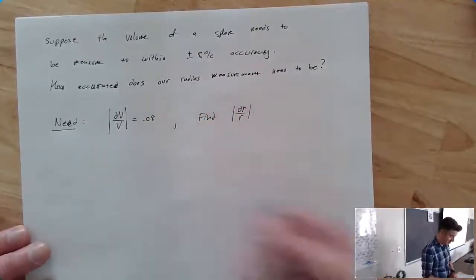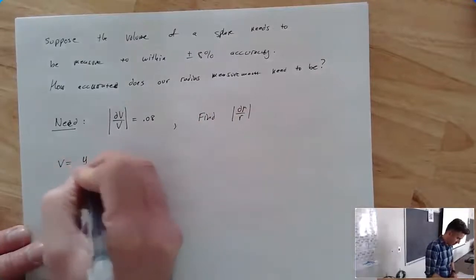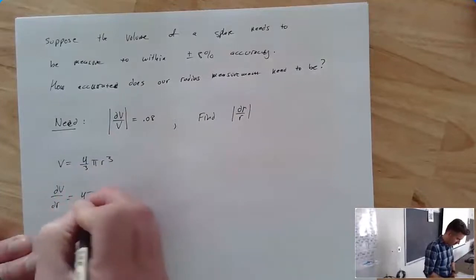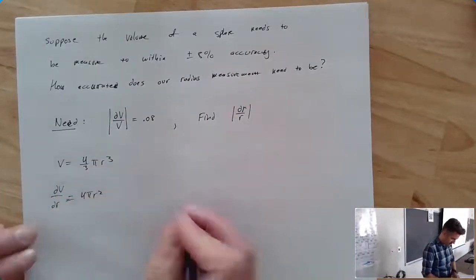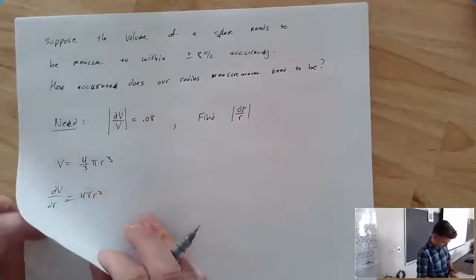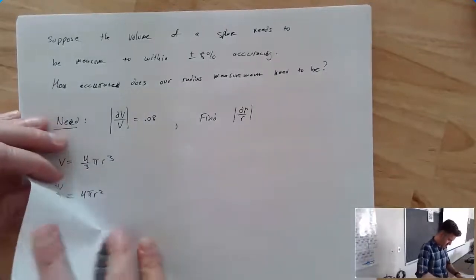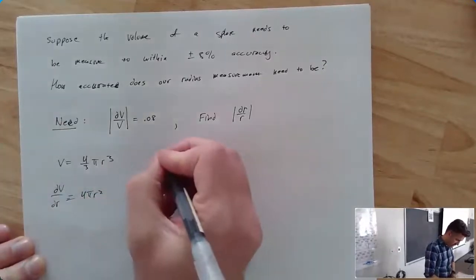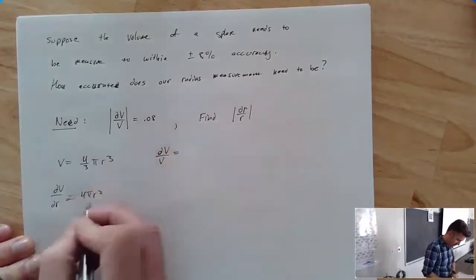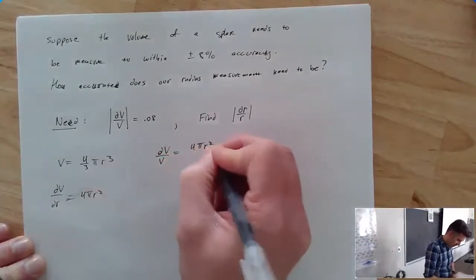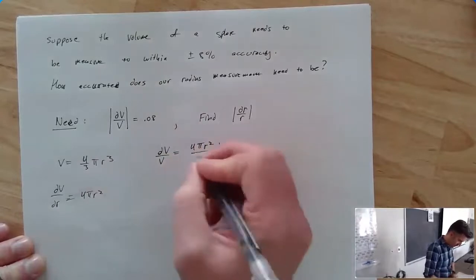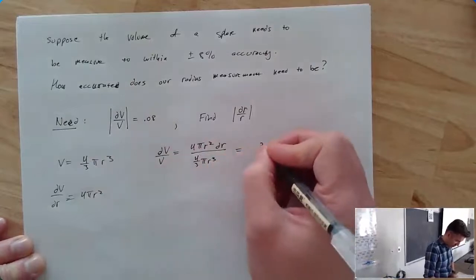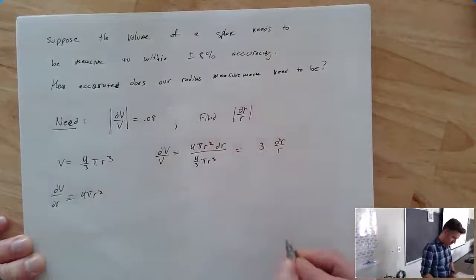Same equations, right? I mean, really, we were just taking the same. V equals 4/3 pi r cubed. Our dV dr is 4 pi r squared. And then we're going to say that dV divided by V, which is 4 pi r squared dr divided by 4/3 pi r cubed, simplifies to just 3 times dr over r.